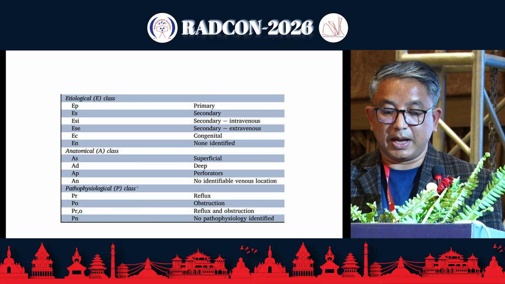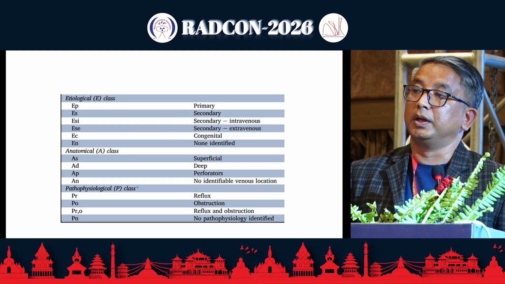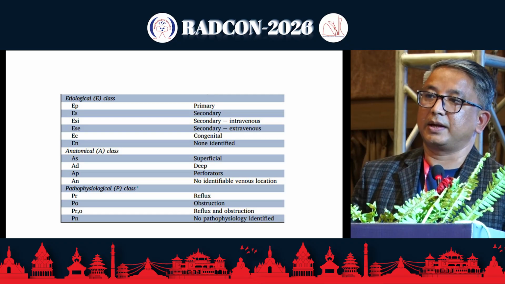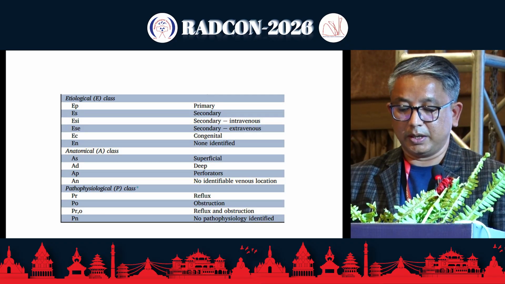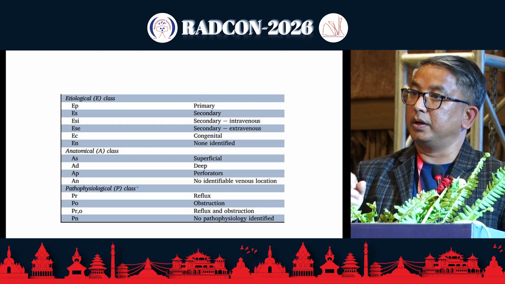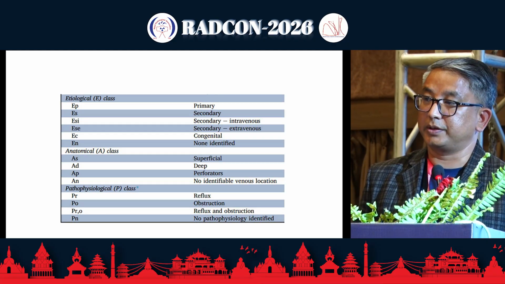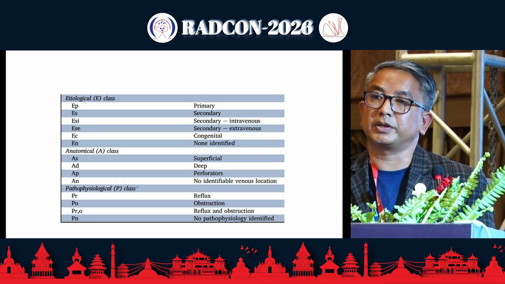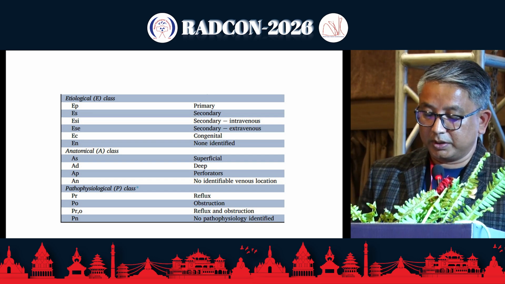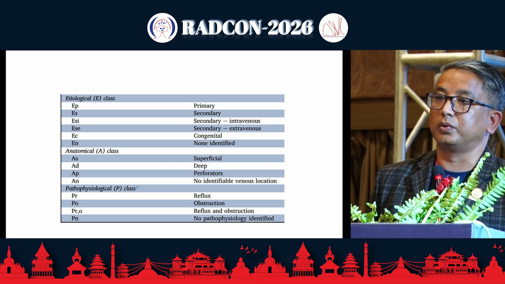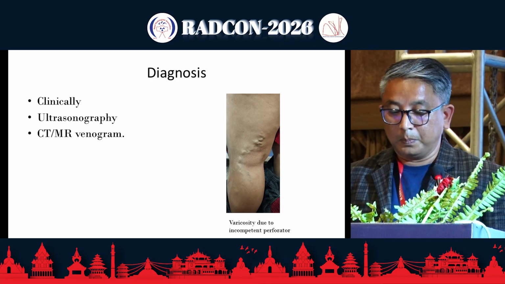The etiological classification tells whether the disease is due to primary causes in the vein or secondary causes, like in the case of May-Thurner syndromes. In the anatomical classification, we look for whether it's superficial vein incompetence, perforator incompetence, or deep vein incompetence. Similarly, the pathophysiological classification tells us whether the chronic venous disease is due to reflux or obstruction.